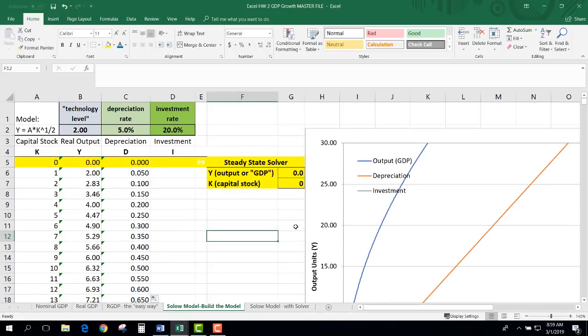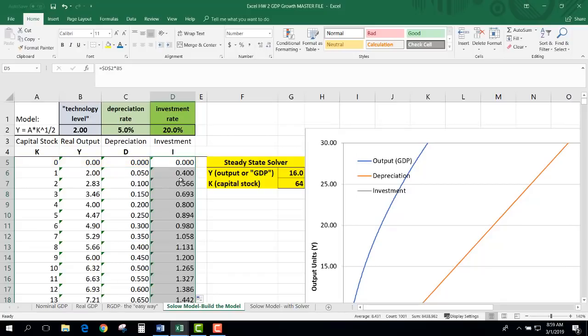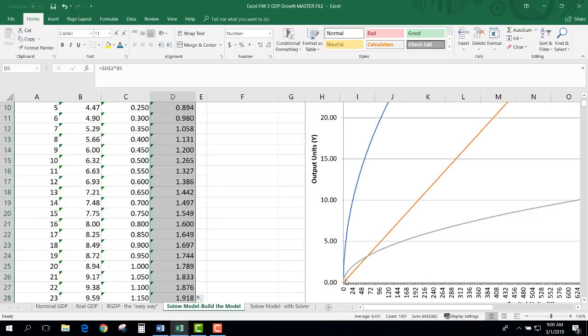That's depreciation. And then finally, the investment function. What is that? That's the investment rate. Once again, lock in the cell reference of where I have the investment rate parameter up here in D2 times the level of output. Investment is a function of output, so times the output level in B5. Of course, that's going to be 0 when there's no capital, there's no output. But as we grow capital, we see that we grow investment. But investment also grows at a diminishing rate because it's related to the output function, so it has that kind of bent down shape as well.